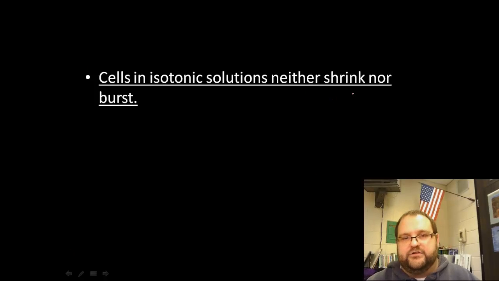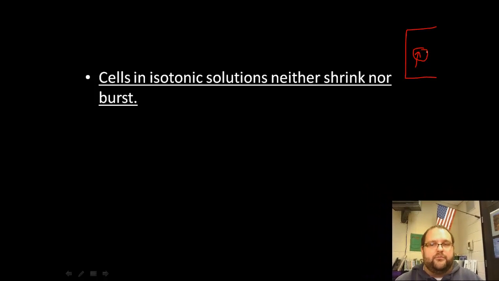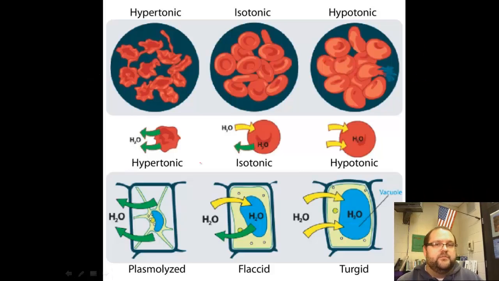Cells in these isotonic solutions, so if I take a cell, here's my beaker, and if I put a cell in an isotonic solution, the cell is happy. Nothing happens to the cell. Water moves in and out of the cell at equal rates, but the cell remains healthy. So if I look down here, here's our isotonic one. If I put cells in an isotonic solution, here's an animal cell. The water moves in and out at equal rates. The cell maintains its shape.